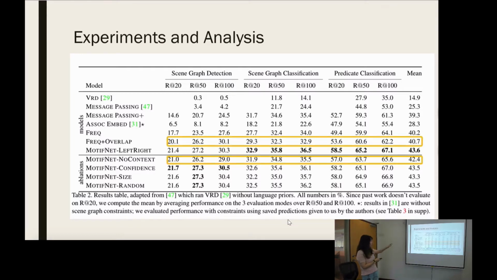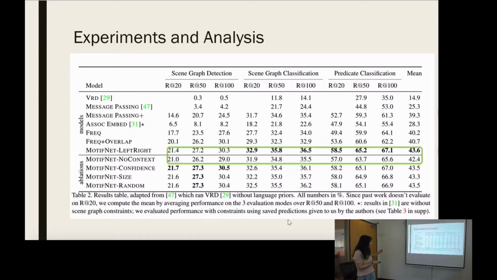And then based on the baseline, we have the motif net with non-context. That means we only put the local information, the image information, into the model, but not the global one. That also gives a result better than the frequency overlap model. So that means the image information also helps us to generate a better scene graph. This comparison means the image information is good, so it helps us understand.